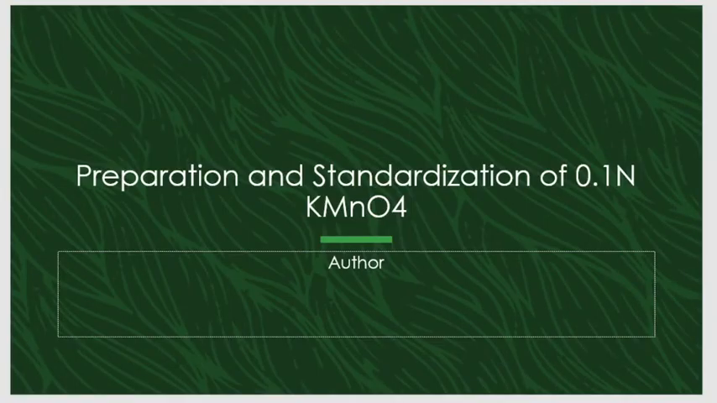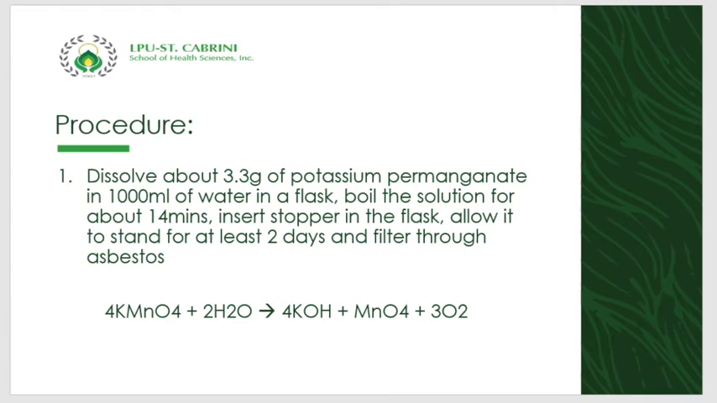Okay? So now, we're going with the preparation and standardization of your 0.1 N potassium permanganate. So first, dissolve about 3.3 grams of potassium permanganate in 1000 ml of water in a flask. Boil the solution for about 15 minutes. Okay? 15 minutes, guys, not 14. 15 minutes. Insert a stopper in the flask. Allow it to stand for at least 2 days and filter through asbestos.